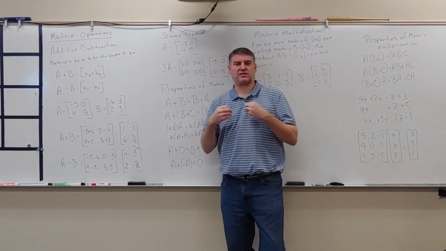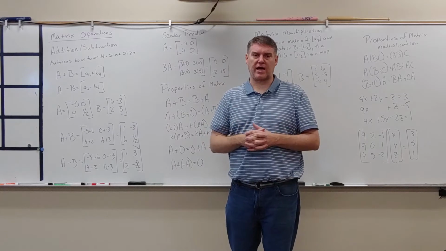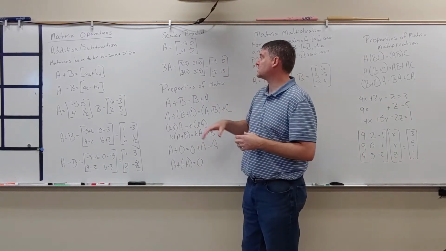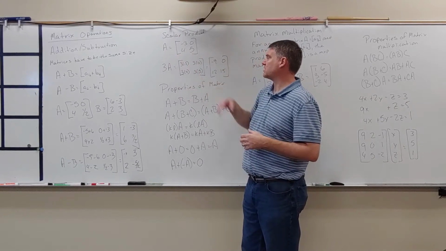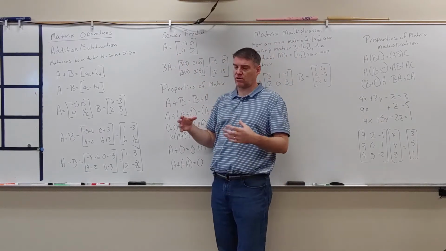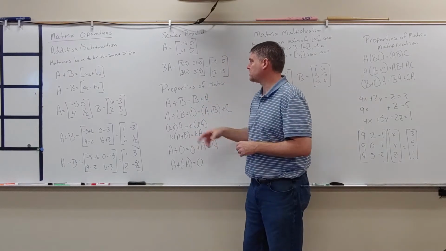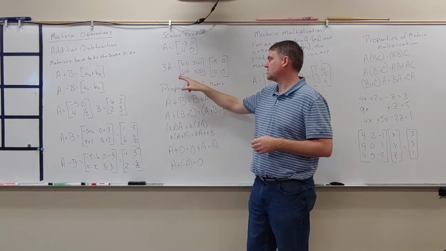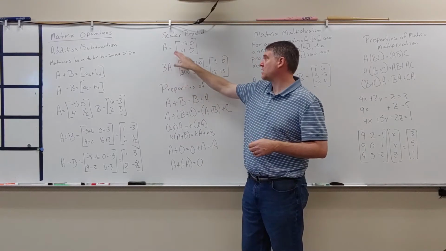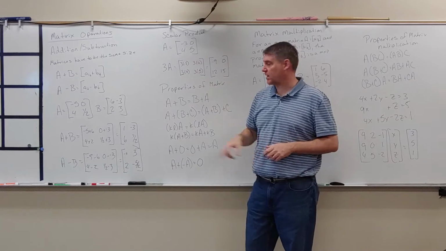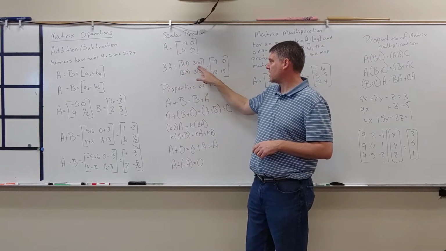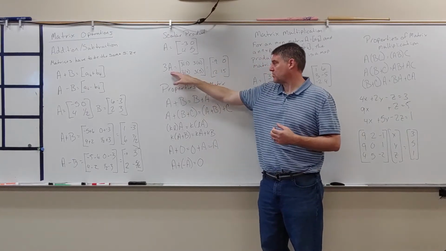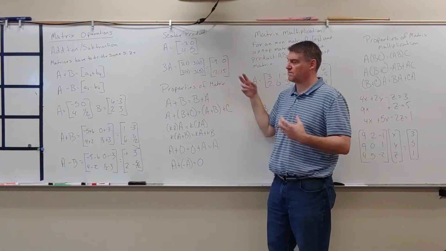Okay, so scalar product. A scalar product is taking a number and multiplying it by a matrix. So here I have matrix A is -3, 0, 4, 5. What I'm going to do is multiply 3A. So now I'm just going to take 3 and multiply it by every single element in there. So 3 times -3, 3 times 0, 3 times 4, 3 times 5. My matrix 3A is going to be -9, 0, 12, 15.